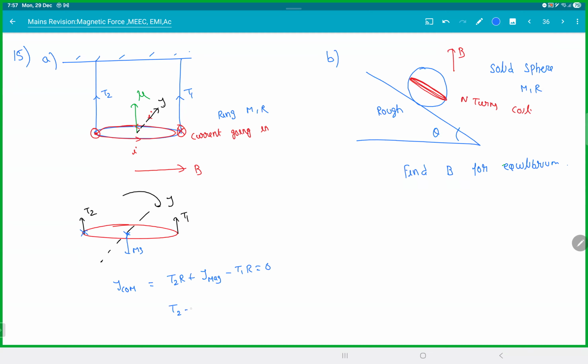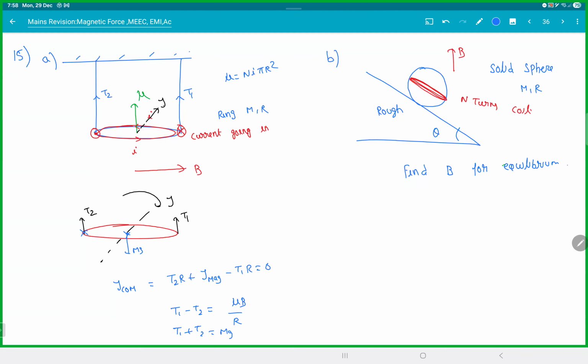So this will give you T1 minus T2 is equal to torque divided by R, which is mu B by R. Mu is nothing but number of turns N times I times area. And we also know T1 plus T2 is equal to mg. Two equations, two unknowns, solve, you'll get the answer. Clear with this? The only thing you have to be careful about is which way the torque is rotating.